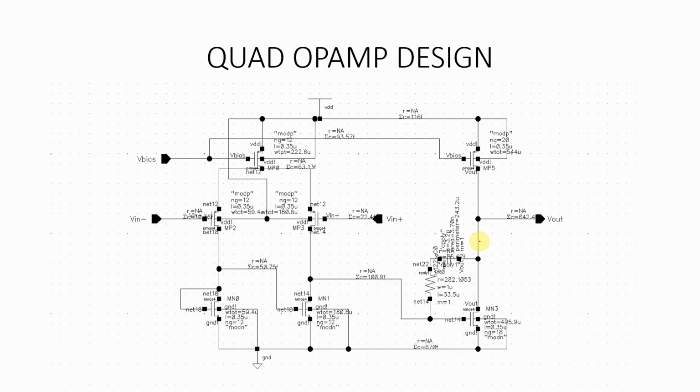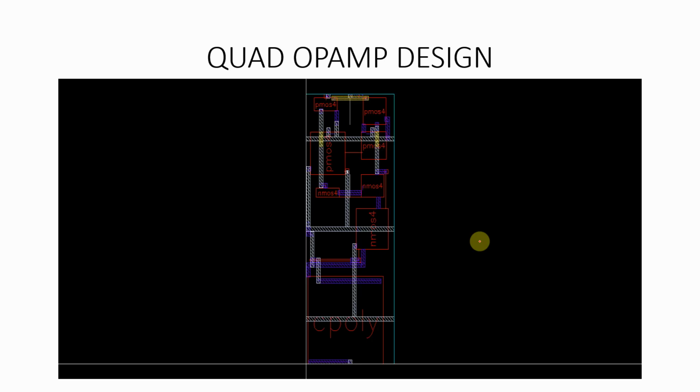So for the quad op-amp design, the bias circuit and the amplifier circuit were separated and later on created as schematics, which are later on turned into layouts. The layout design of the amplifier is like this. The MOSFETs were placed such that the design rules were satisfied.